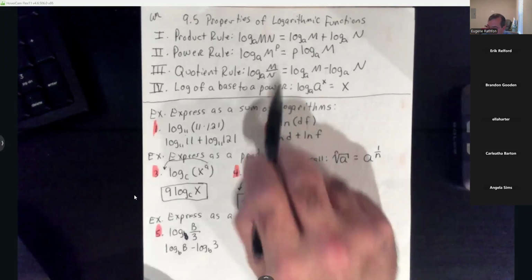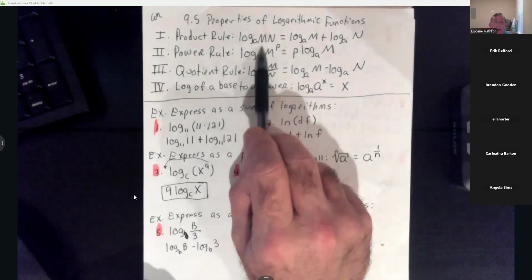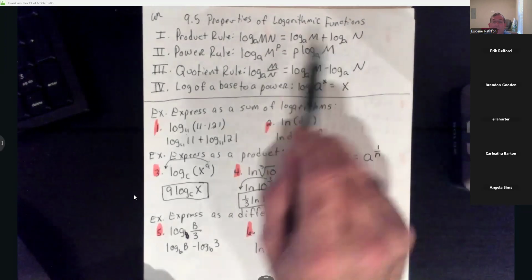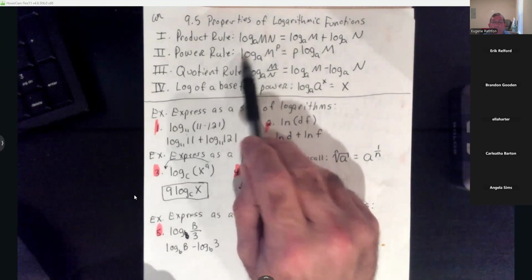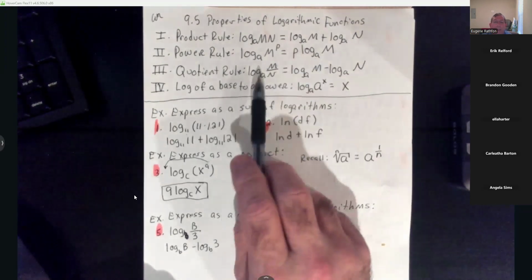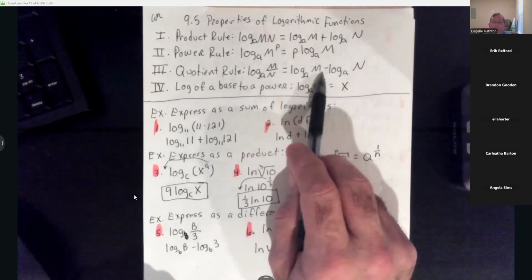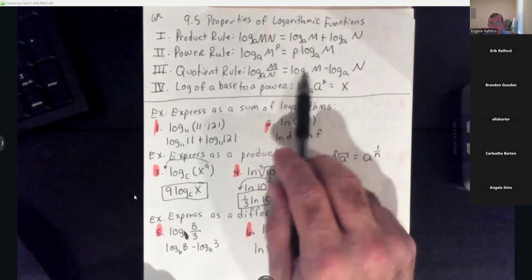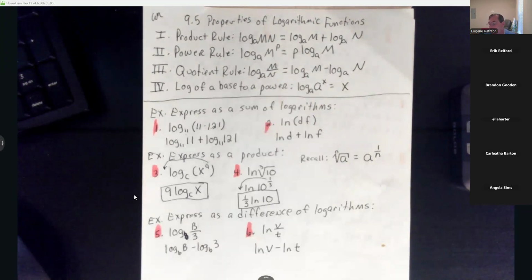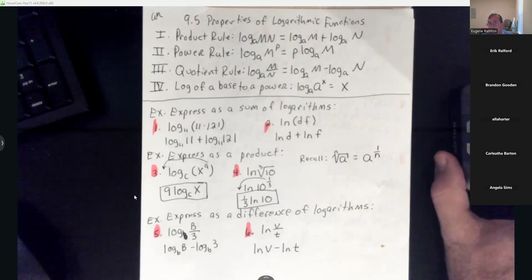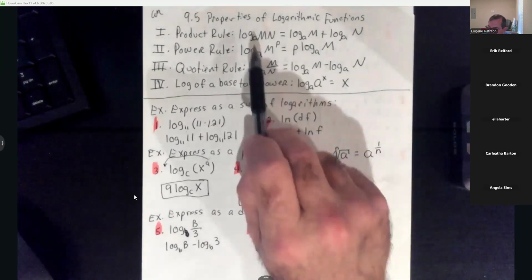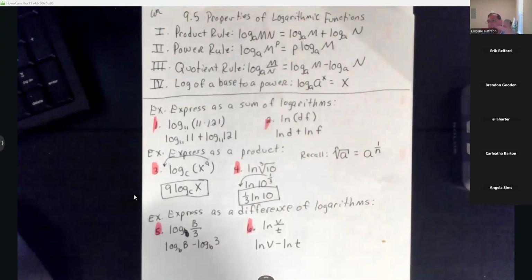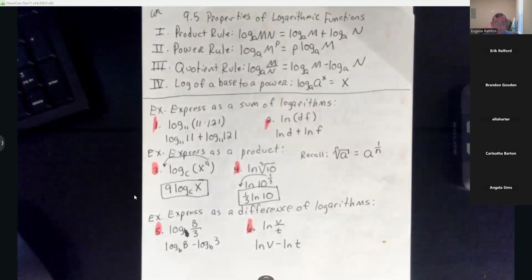All right, so these were my properties of my logs. So remember, the products were written as a sum. This one pulled out the power rule where we pulled the p down and multiplied them. And then this quotient we rewrote as a difference of logs. So they were sort of similar to those exponent rules, but you got to remember that these logs are really finding exponents, okay?